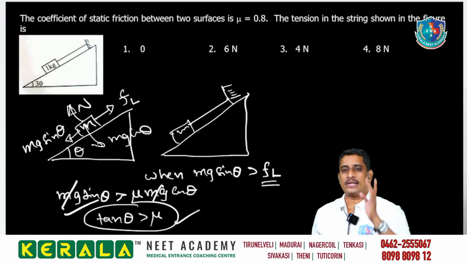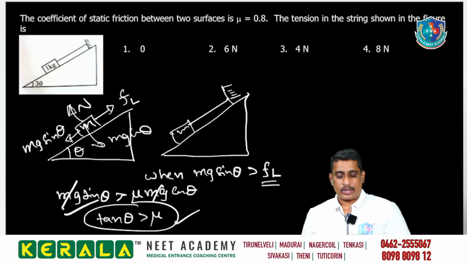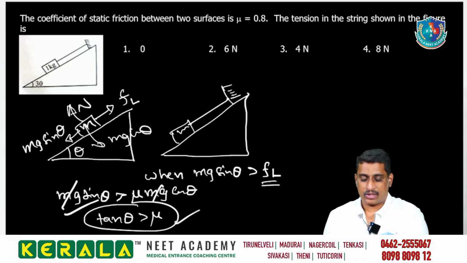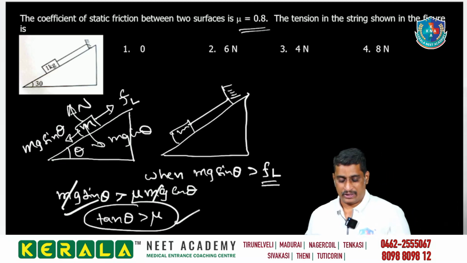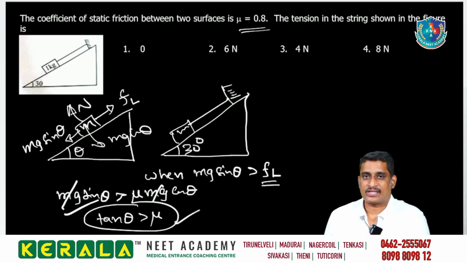So this is the main condition for the tension to be established in the string. According to the data they have given, whether tension is established in the string or not, let us see that part. In this example, they have given the mu value as 0.8, and the angle of inclination as 30 degrees.